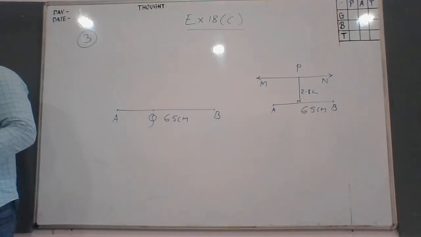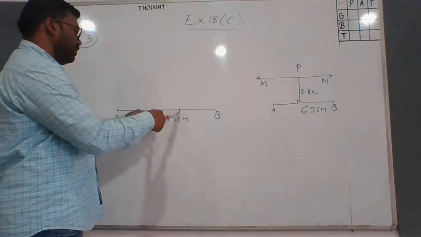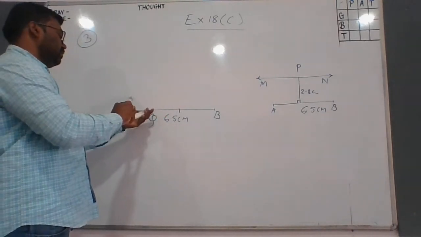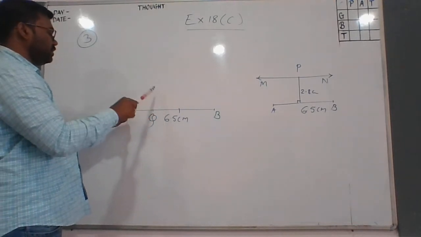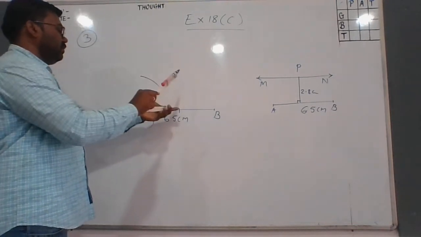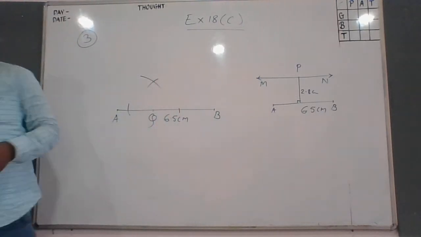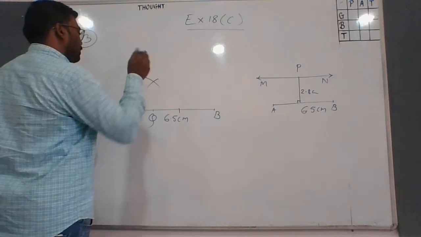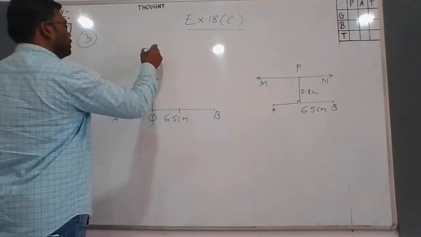Draw the perpendicular from the point Q as we have done earlier. Left, right, any distance. Take more than half of these two arcs. First, second. Okay. Then join this.